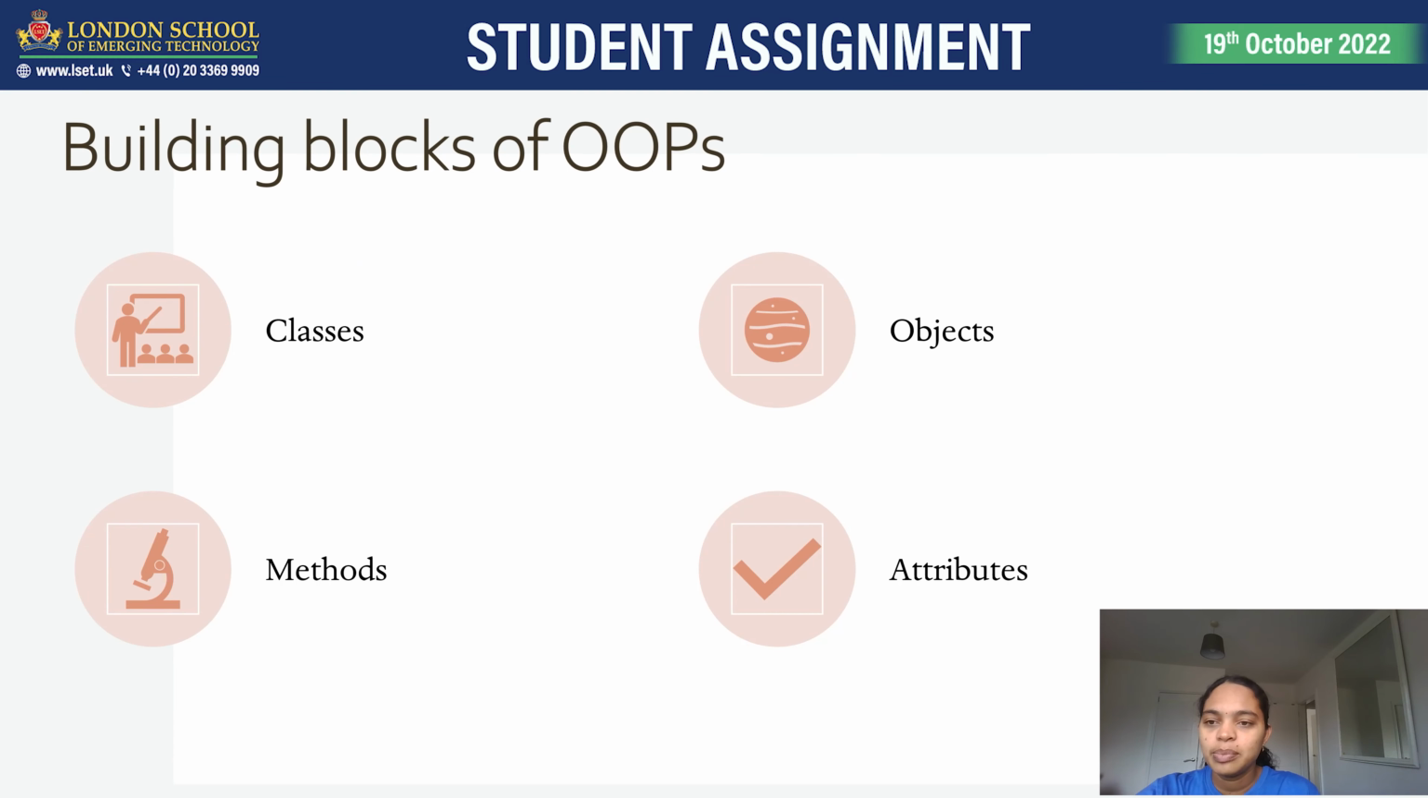Next, we will discuss the building blocks of the OOPS concept. There are four building blocks in the OOPS concept: classes, objects, attributes, and methods. Here, a class is a blueprint. The class decides the properties or features of the object. Next, an object is an instance of a class. It has its own properties and behaviors.